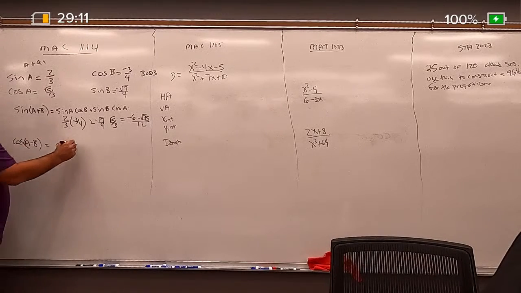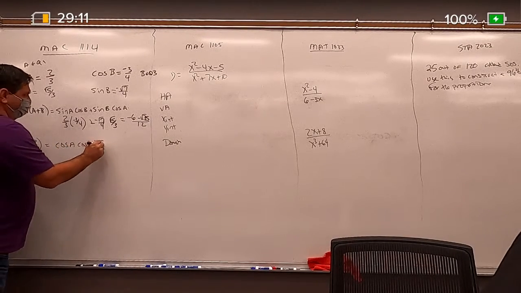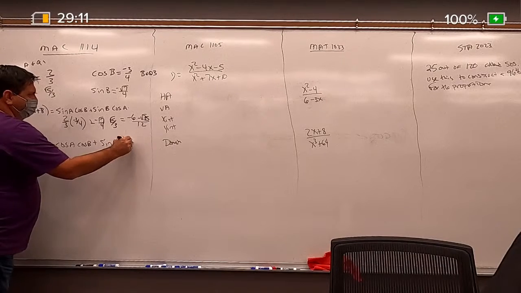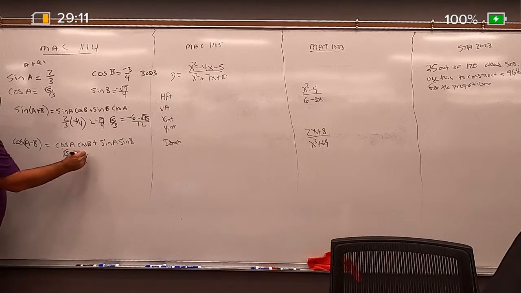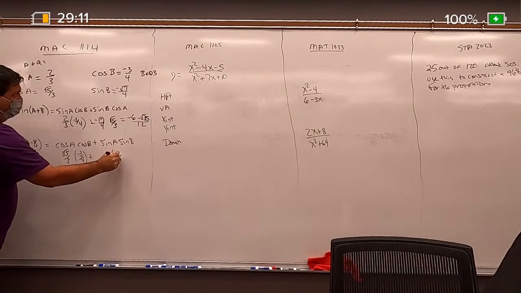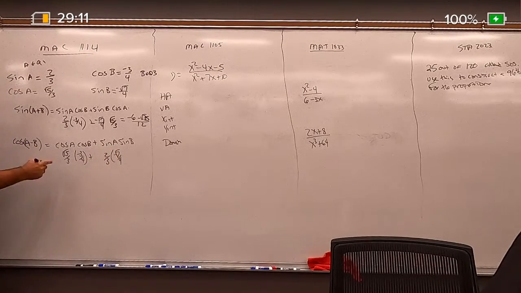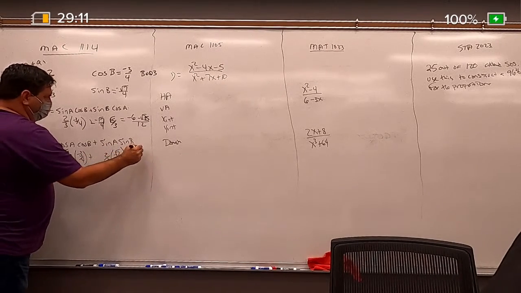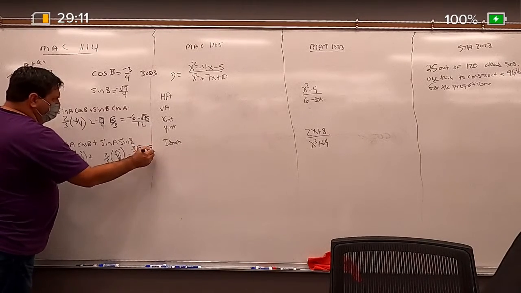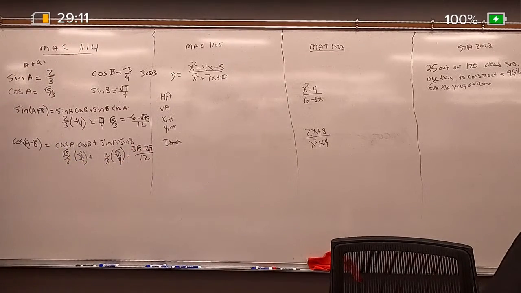Cosine A, cosine B, plus sine A, sine B, right? Yes, sir. All right. So now, cosine A, cosine B is square root of 5 over 3 times negative 3 over 4. Sine A, sine B is 2/3 times negative square root of 7 over 4. So we get negative 3 square root of 5, minus 2 square root of 7, over 12.